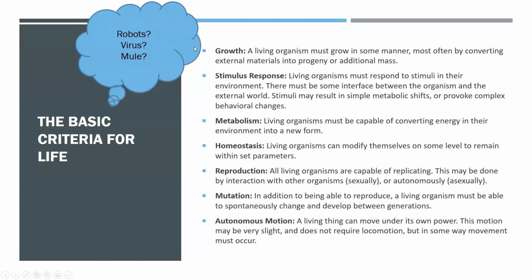There are some things that fit some, but not all, just a couple to think about. Things like robots, okay? Robots probably aren't going to grow, but they can respond and they can have some homeostasis and they have autonomous motion. Another one to think about may be viruses. So they can grow, they respond to stimulus, but they can't reproduce on their own. All of these ones, you can see, make it a little bit blurrier when we think about what is life.